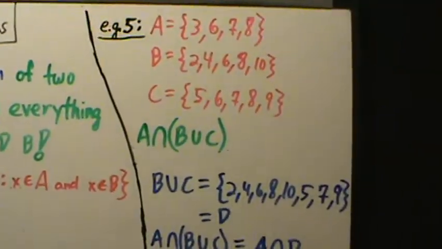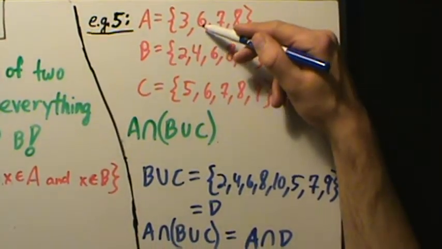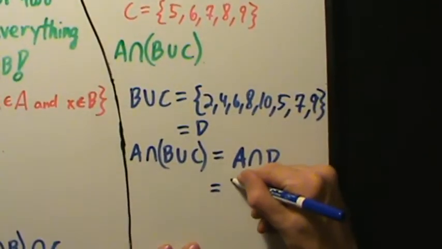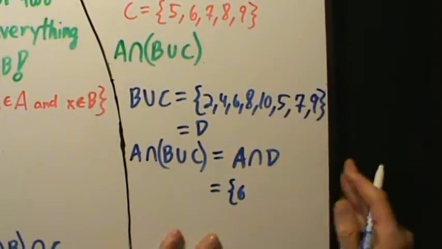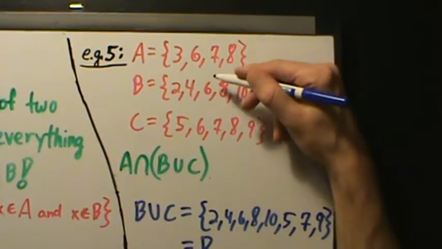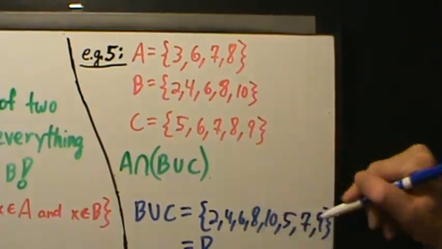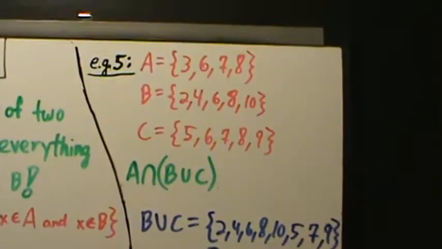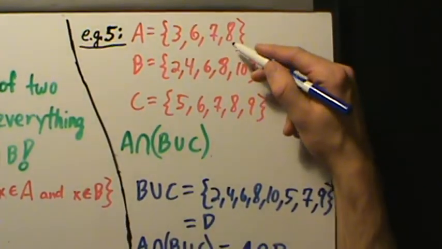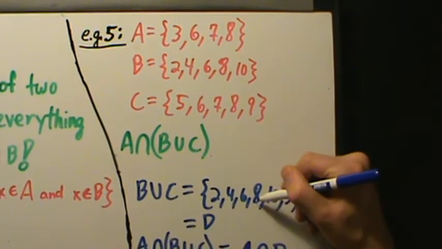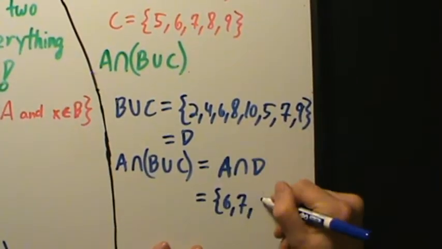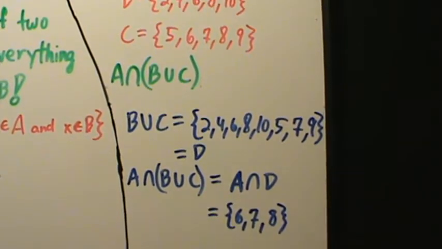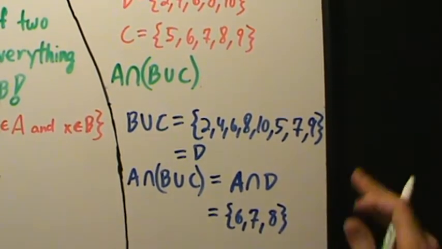6 appears in A. Does it also appear here? Yeah, there's 6, so we have a 6 at least. Do we have anything else? 7 appears in A. Does it appear here? Yes, so we have a 7. Anything else? 8 appears in A. Does it appear here? Yeah, there it is. So our answer is 6, 7, 8. So A intersect B union C like this is 6, 7, 8.